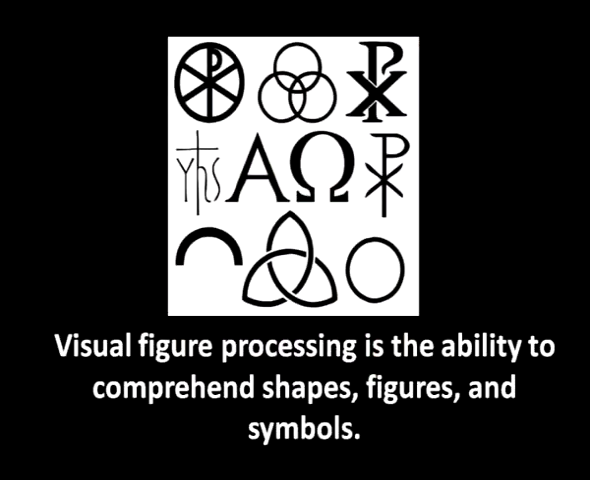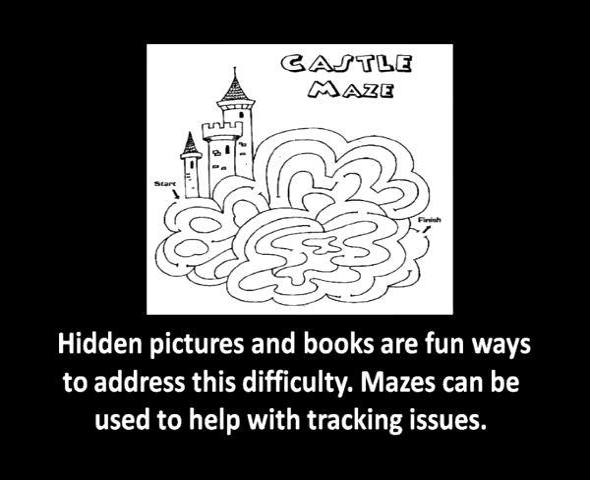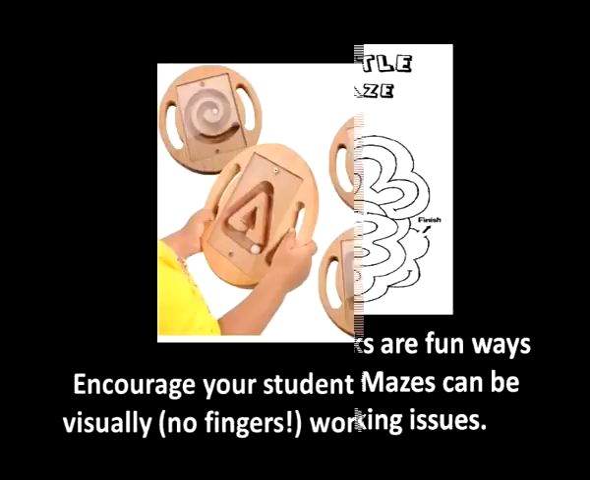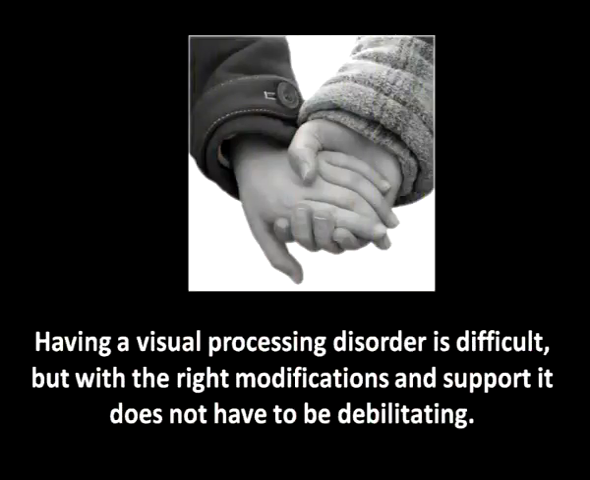Visual figure processing is the ability to comprehend shapes, figures, and symbols. Hidden pictures and books such as Where's Waldo are often ways to address their difficulties. Mazes can be used to help with tracking issues. Encourage your student to progress to visually, no fingers, working the maze. This can be a challenge for anyone. Having a visual processing disorder is difficult, but with the right modification and support, it does not have to be debilitating.